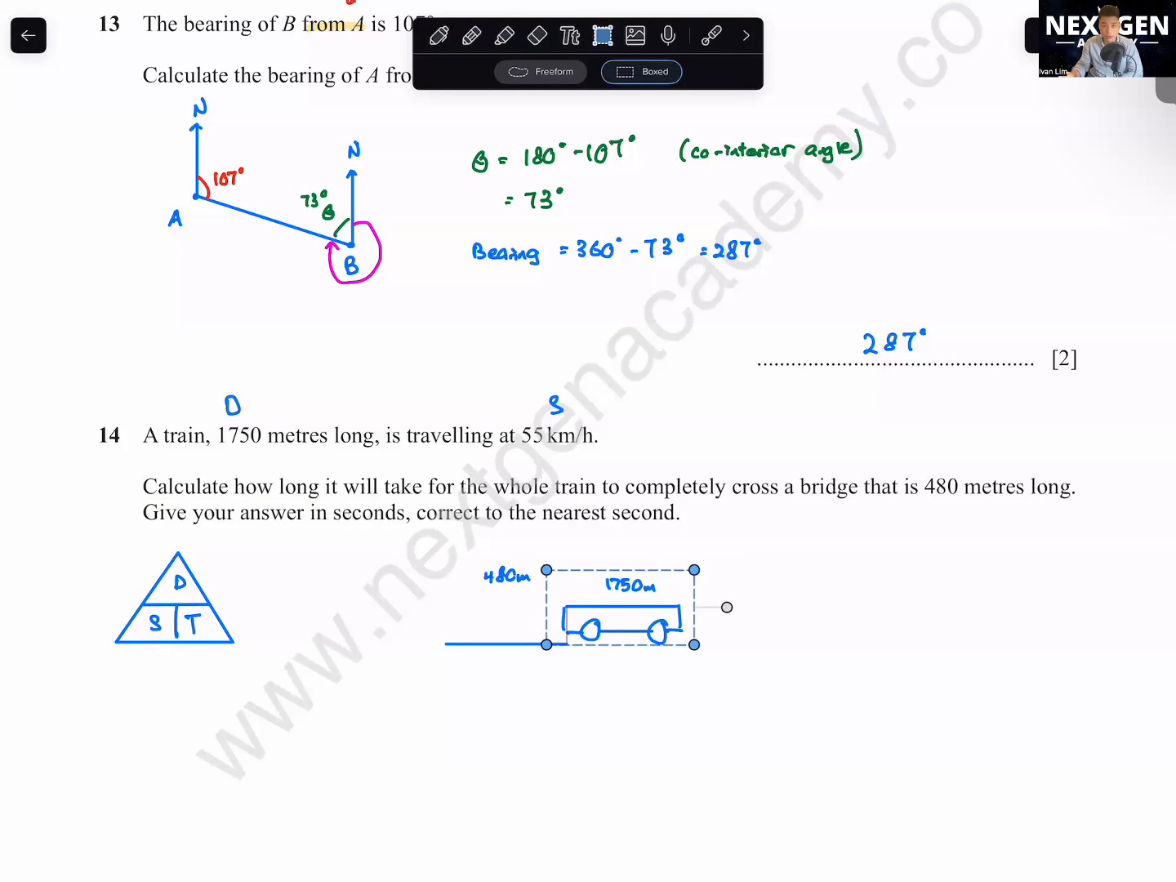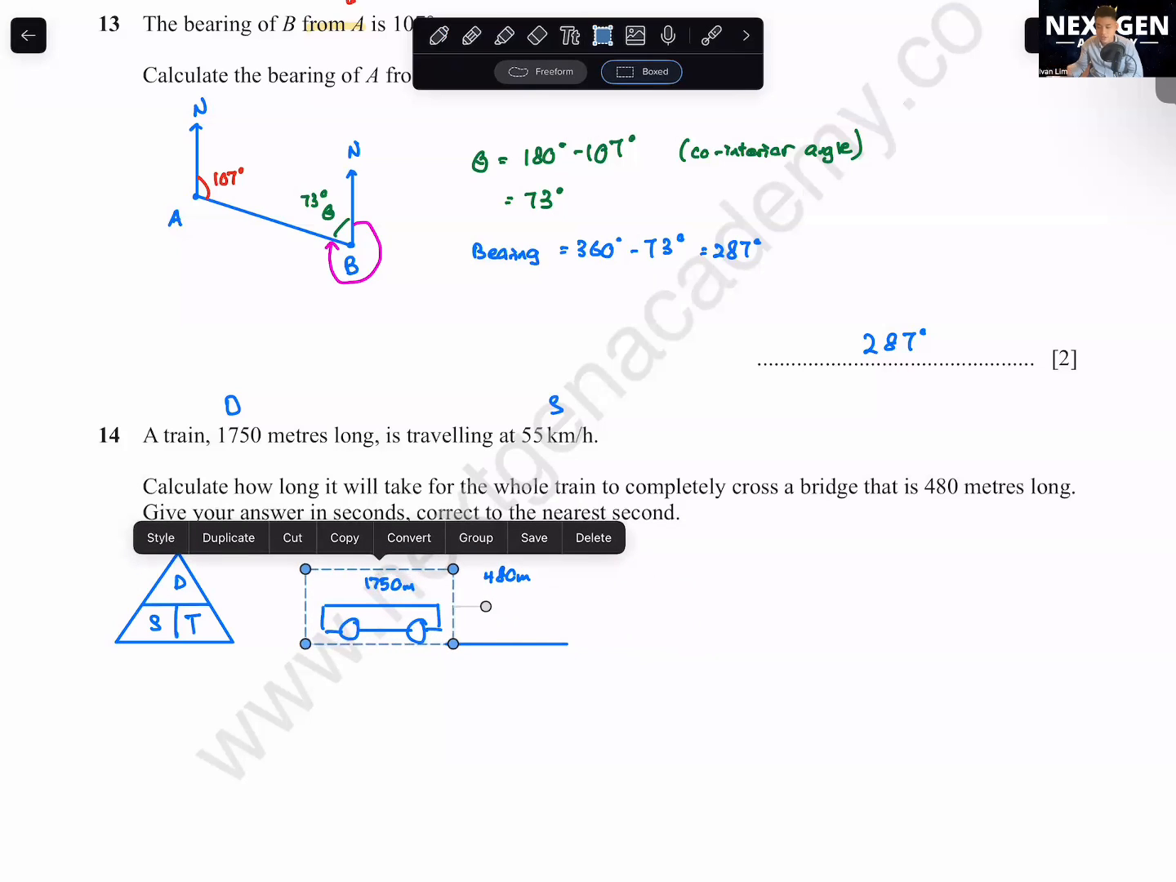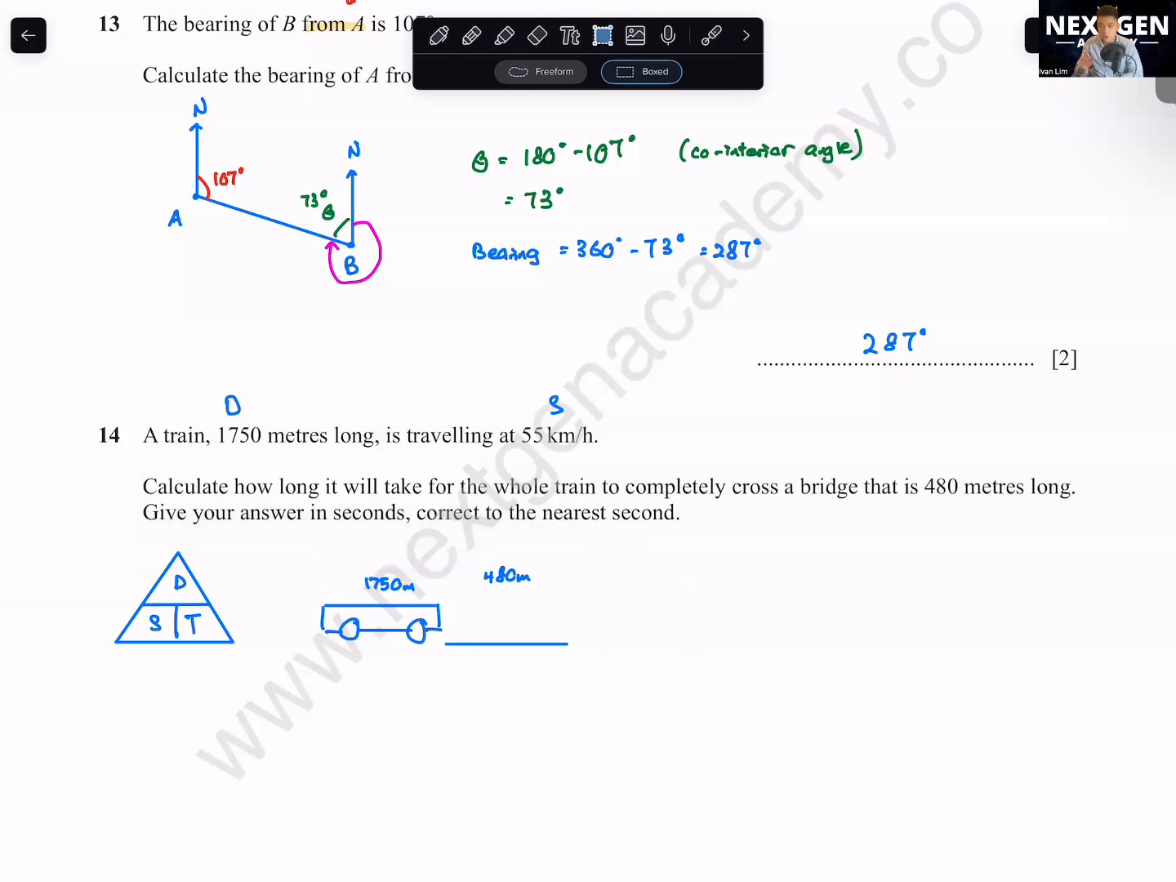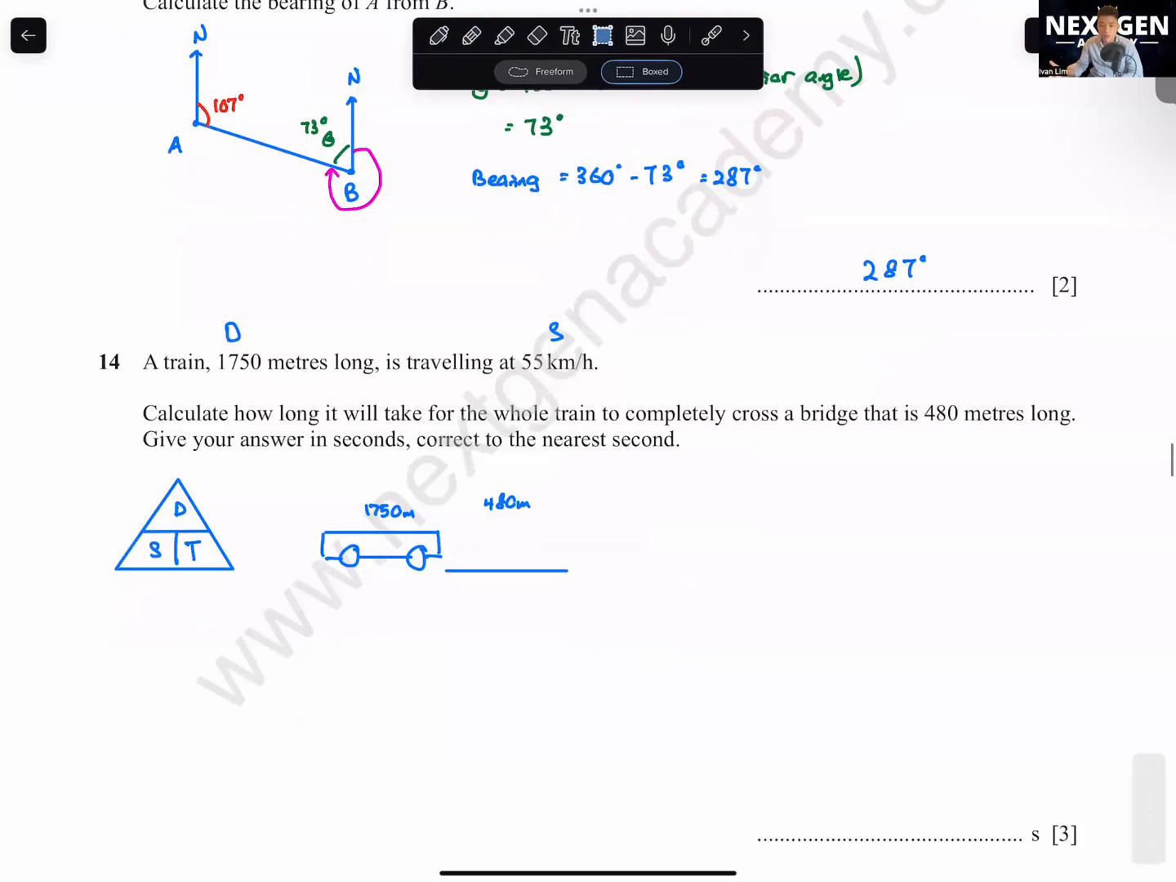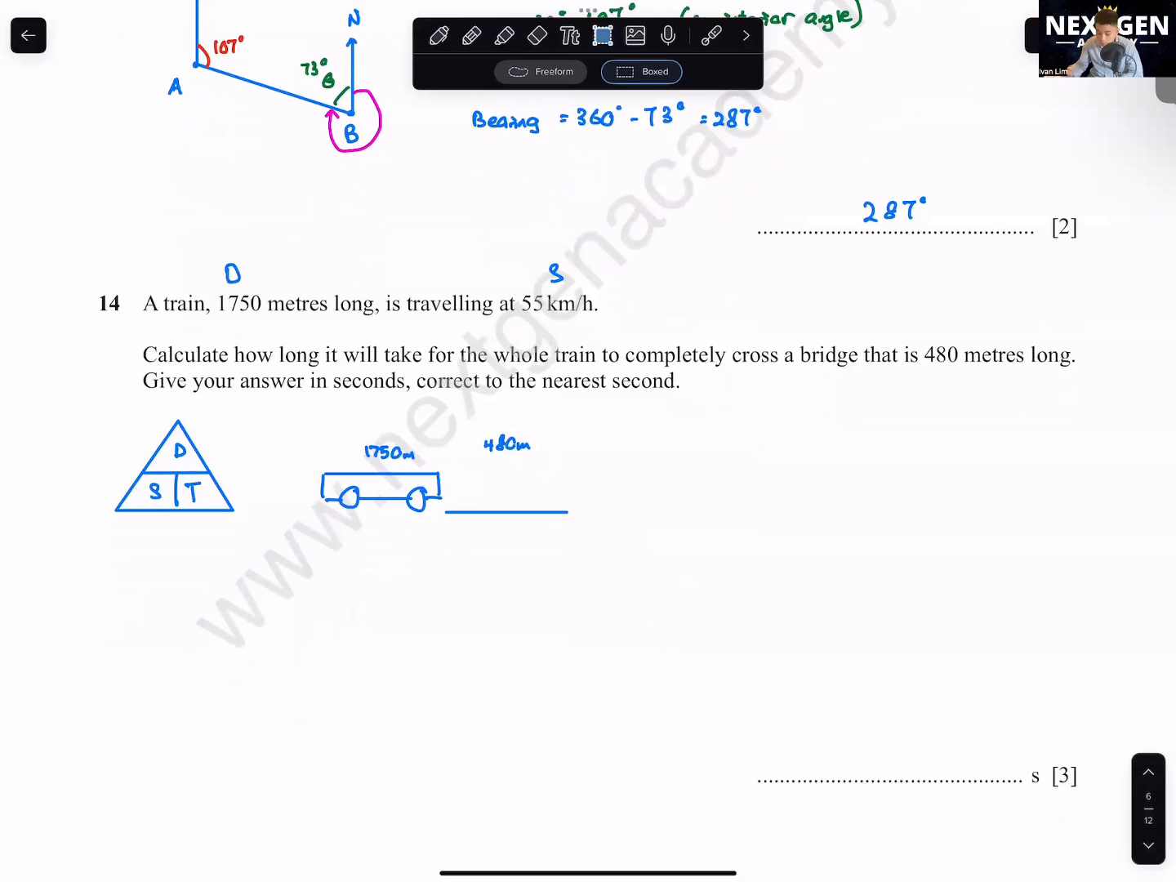Got it? Okay, so this is the scenario. If you don't understand, every time you see this question, just add up the distance. Another thing we need to take note of is that the units for this question are all different. They give us one in meters, the speed is in kilometers per hour, and the answer they want is in seconds. So we need to write down all the units over here.